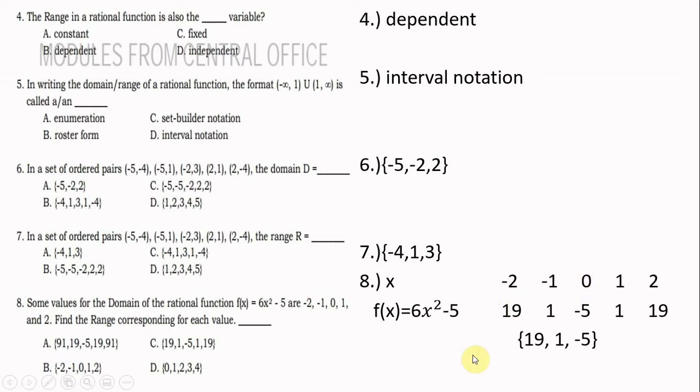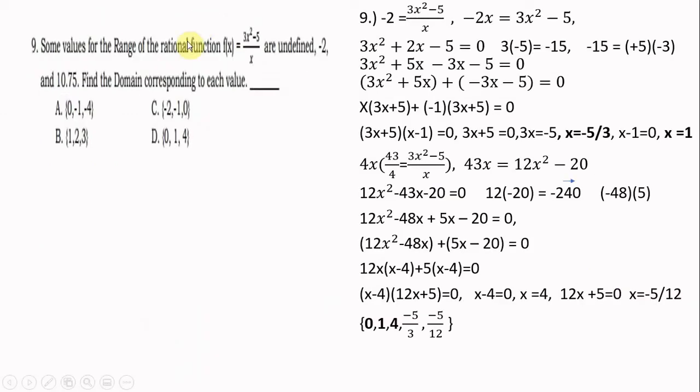Okay, number 9, some values for the range of the rational function f of x equals 3x squared minus 5 over x are undefined, -2, and 10.75. Find the domain corresponding to its value. So here we are given values of y, or our range values, which are undefined, -2, and 10.75.